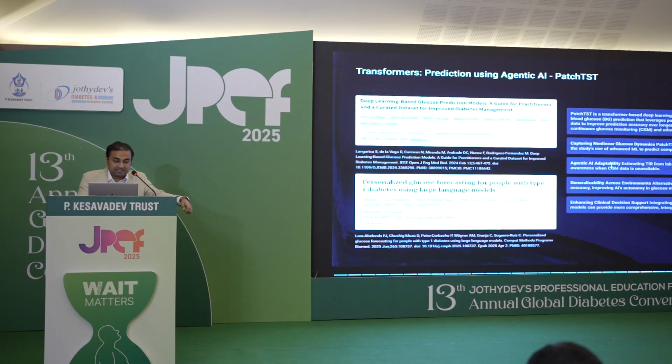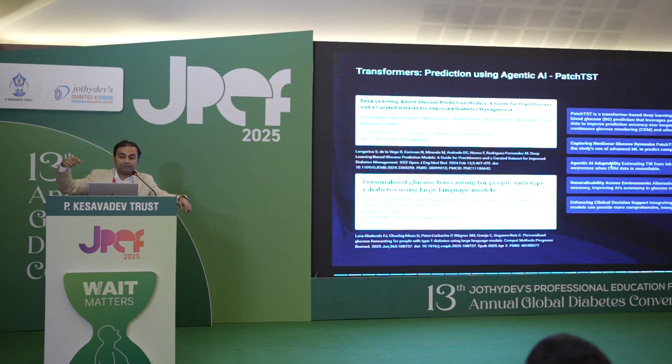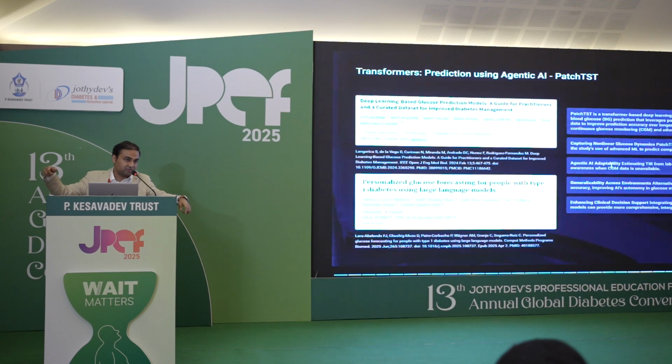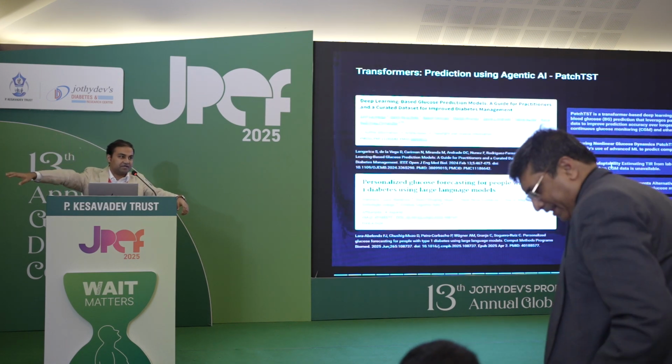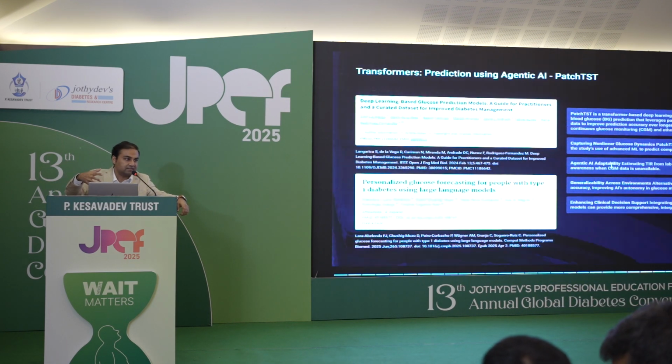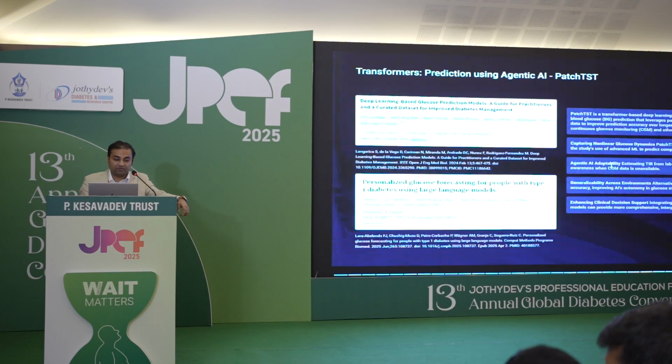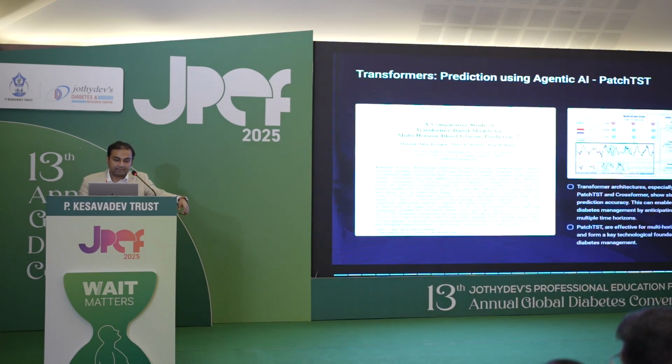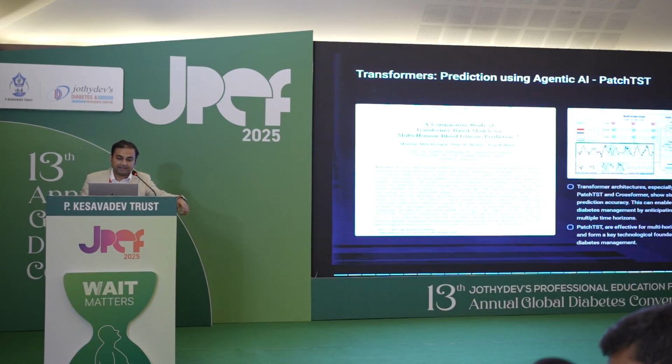The other one was PatchTST. So what is PatchTST? It's a transformer-based deep learning model designed for multi-horizon blood glucose prediction that leverages patch-wise tokenization of time series data, just like we get in a CGM, to improve prediction accuracy over a longer time horizon. Let's say you do a 14-day CGM and it gives you a prediction of 30 days. If you use an agentic AI solution behind it, the prediction accuracy is going to get even better. These are some of the publications on it, and it's worth exploring. This is the PatchTST transformer that I'm talking about, and you can see how it's able to predict, with the technicalities behind it.